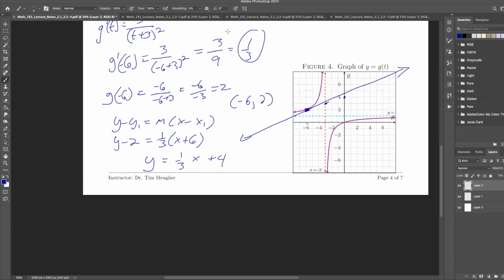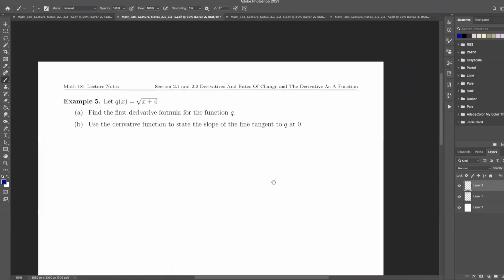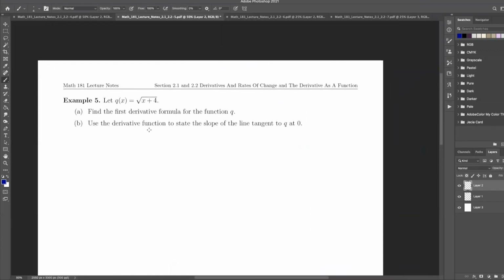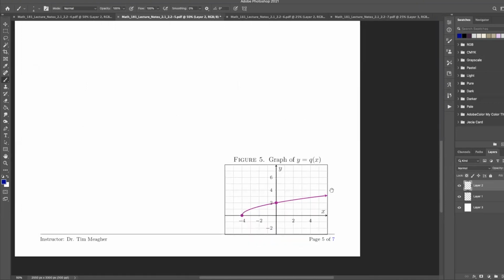Okay. All right, let's do the next page. All right, so let's do this again, and now we're going to do it for the square root of x plus 4, and I'll show you the tricks to use for that. And then we're going to find the tangent line at 0. And so here's our graph. We're going to find the tangent line here at 0.